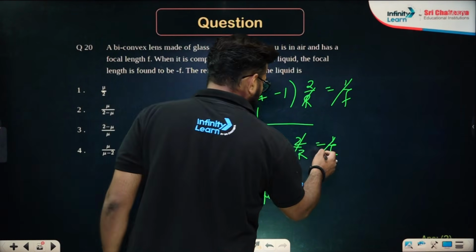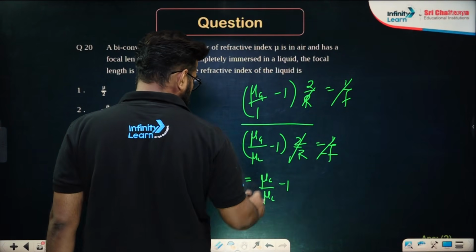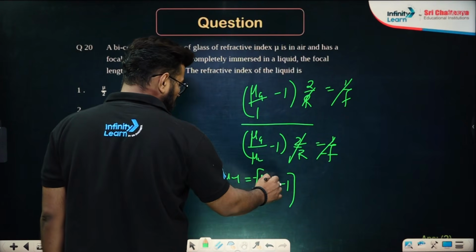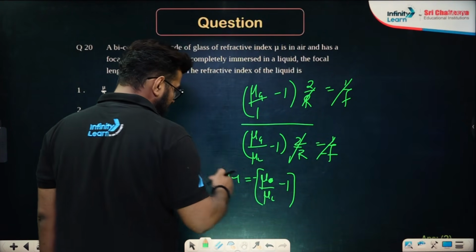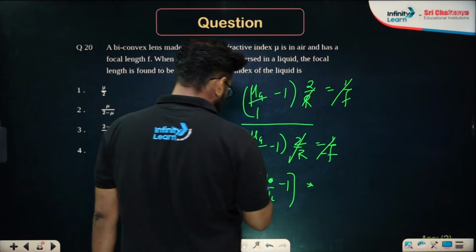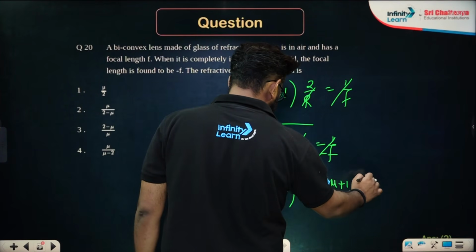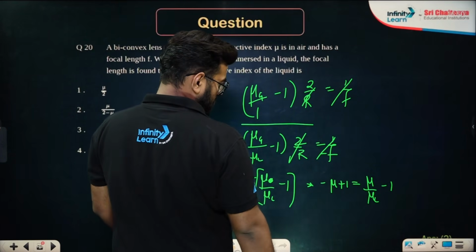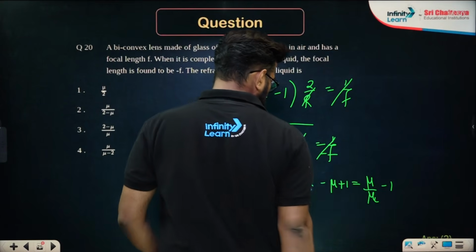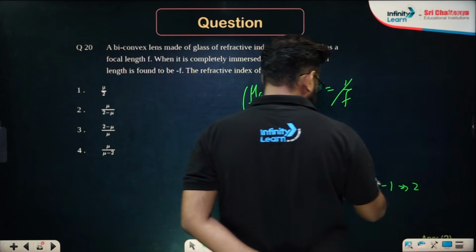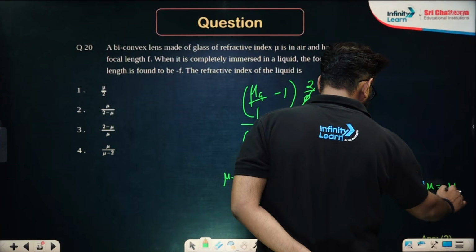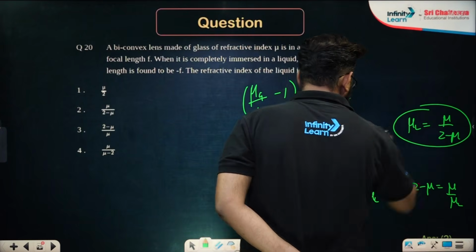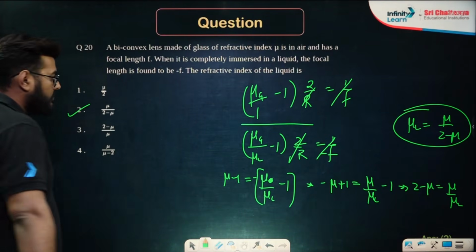I'm so sorry, it has to be minus 1 also over here. That means this will multiply, so it has to be a minus 1 also over here. This is also mu. So, you add this, or you take mu to the other side. So, this will become minus mu plus 1 is equal to mu upon mu L minus 1, because the focal length was negative, right? There was a negative sign. Now, do one thing, take 2 over here, take 1 over here. You can simply write this as 2 minus mu equals mu upon mu L. So, mu L is mu upon 2 minus mu. This is the answer. Option number 2, correct?